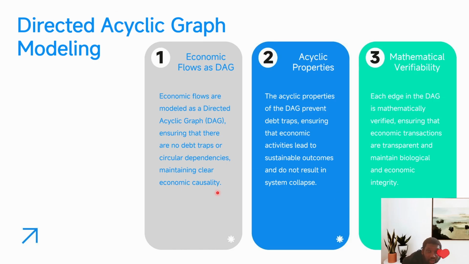Directed cycling model. Economic flow is a DAG, directed cycle, to show no debt trap, circular dependency, or maintain economic causality. What's the problem here? The causality of money, because this is like a bit of rhetorical reasoning.